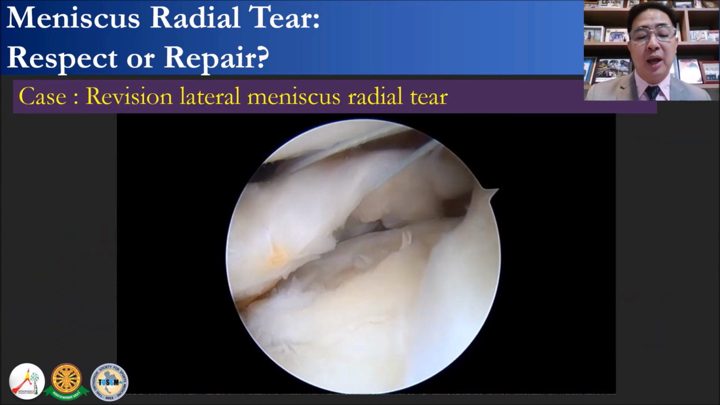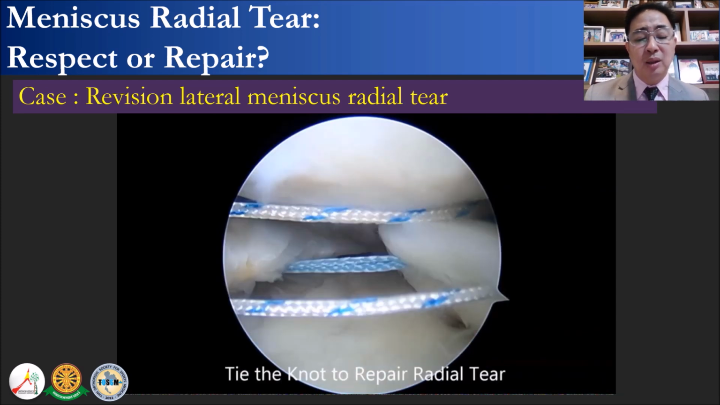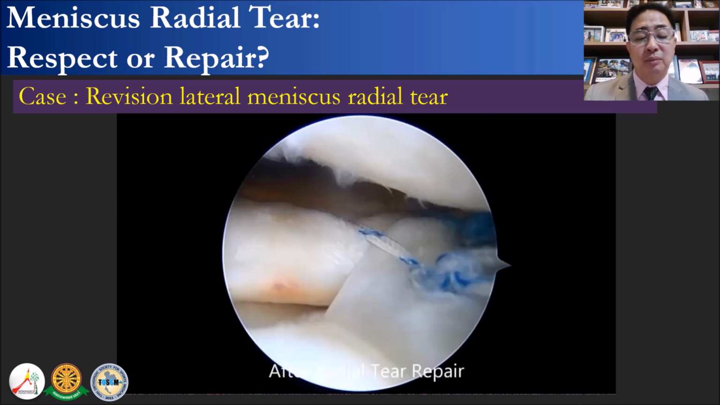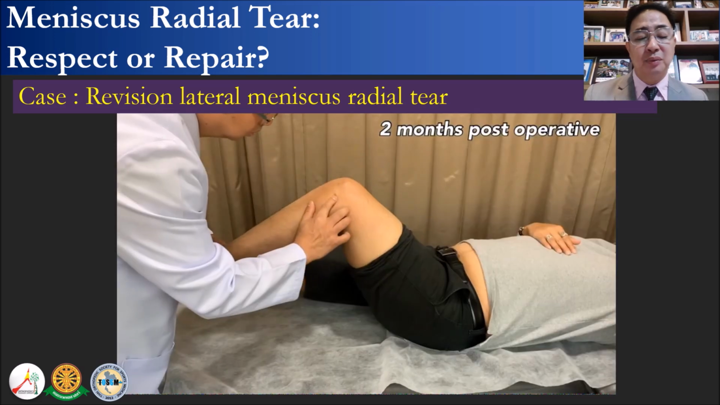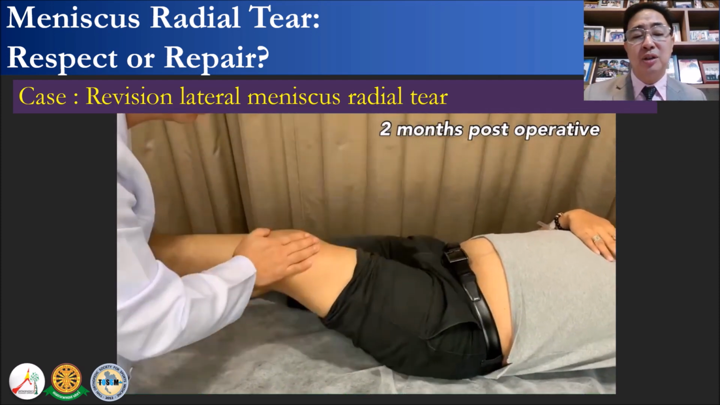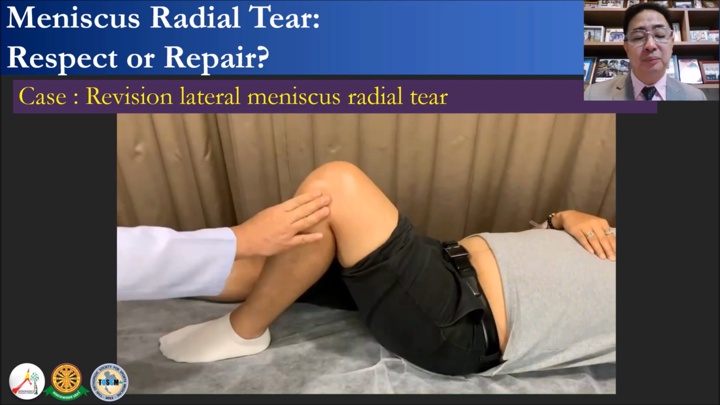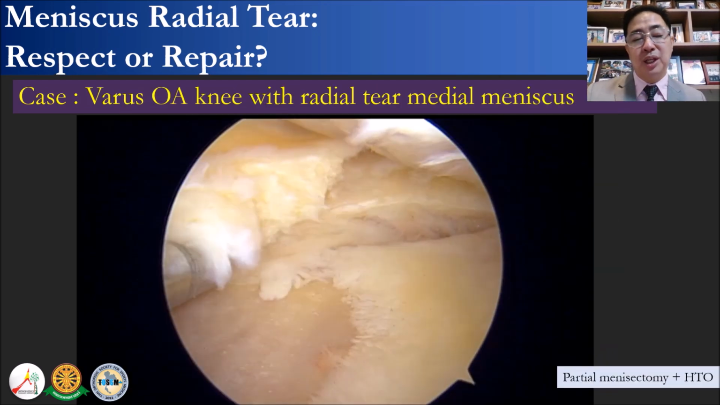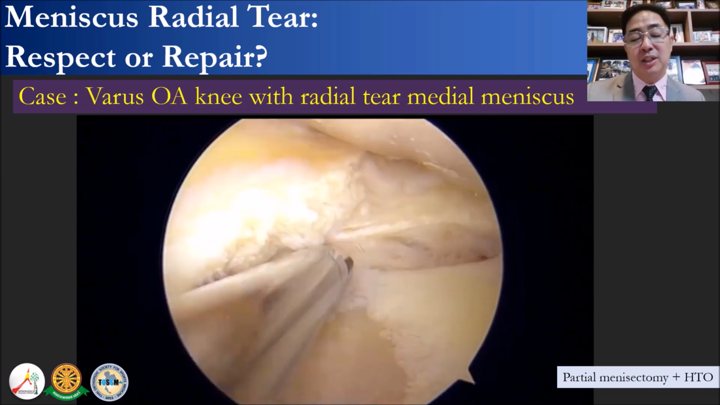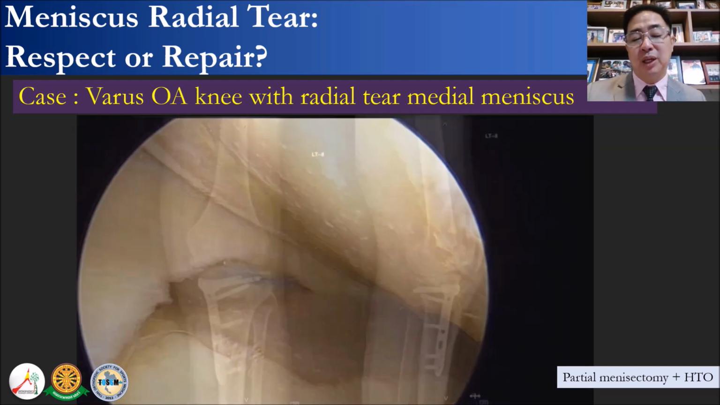This is another scenario. This patient had a lateral meniscus repair, but it failed. So I needed to come back again to do revision surgery for the lateral side. Two months after surgery, the patient is doing well, McMurray test negative, and good healing on the MRI. This patient has the sequelae of a chronic radial tear of the meniscus on the medial side. He has severe osteoarthritis, so I needed to do a high tibial osteotomy for him. Cannot repair his meniscus.